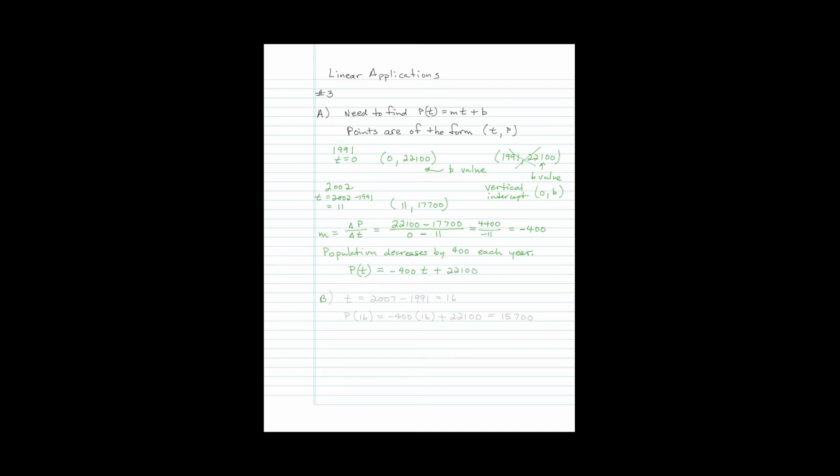And in part B, we're asked to find the population in 2007. So I need to figure out what T is first. 2007 minus 1991 is 16. Now use the formula from part A. P of 16 is negative 400 times 16 plus 22,100. Make that calculation with your calculator and you get 15,700.